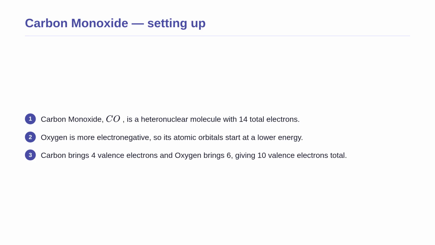Because they are different, their starting atomic orbitals are at different energy levels. Oxygen pulls electrons harder, so its orbitals start lower. Looking at the outermost shells, carbon brings 4 valence electrons and oxygen brings 6. This gives us exactly 10 valence electrons to place into the molecular orbitals.